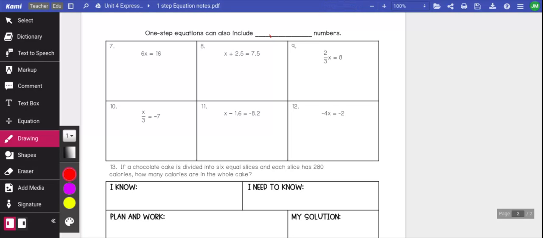Same concept. I would highly recommend doing a little bit of practice on that so that you can be successful with whole numbers, integers, and rationals. Good luck to you.